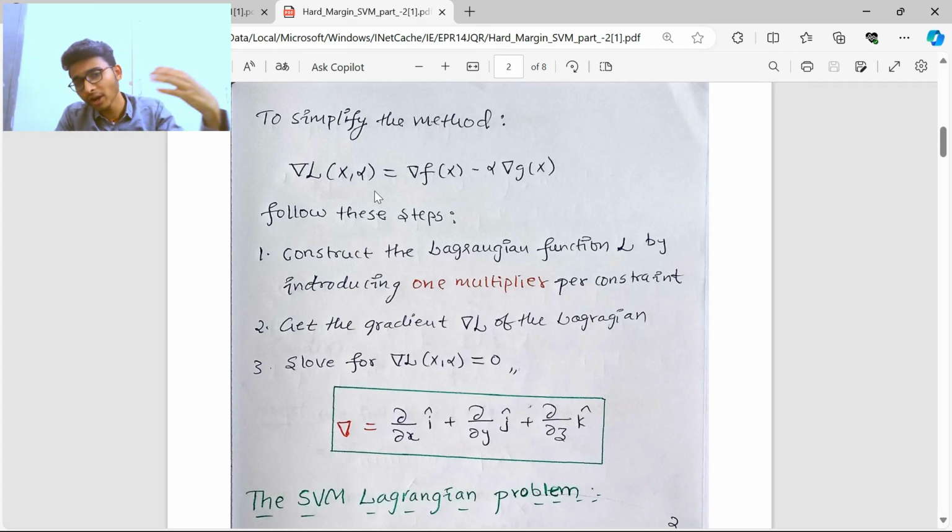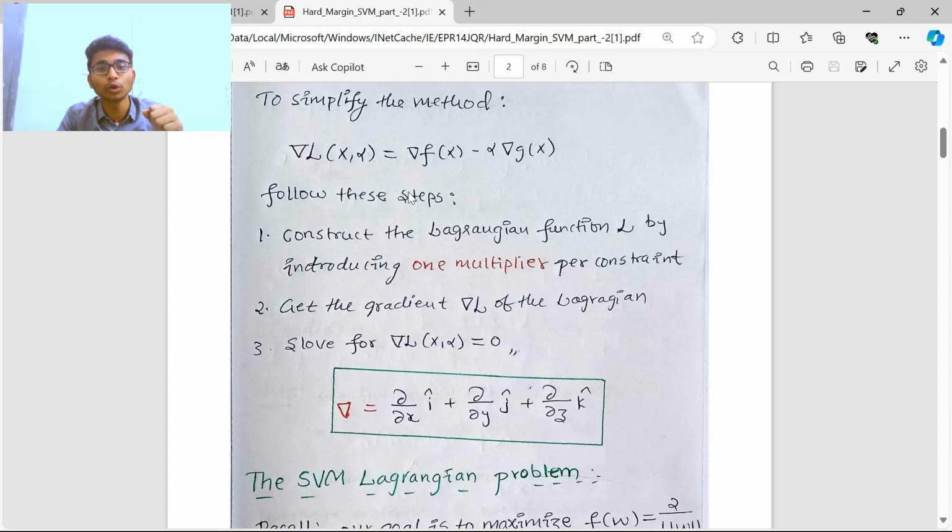We have to follow these three steps, guys, to apply this method. First step is to construct the Lagrange function and introduce one multiplier per constraint. One multiplier per constraint, guys. Remember this. It's a very important point.